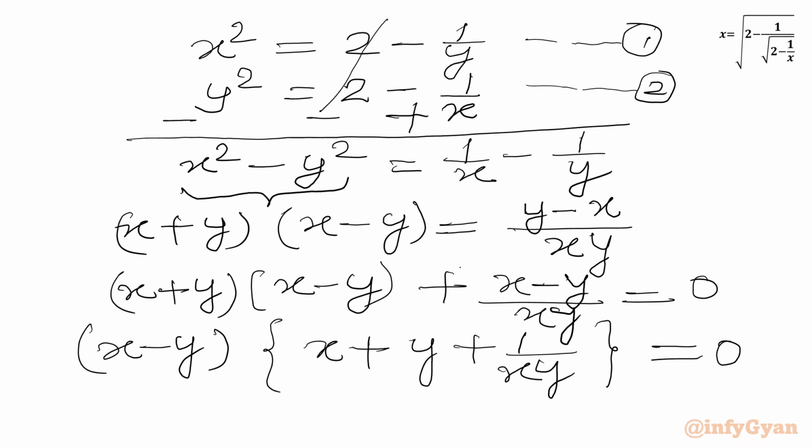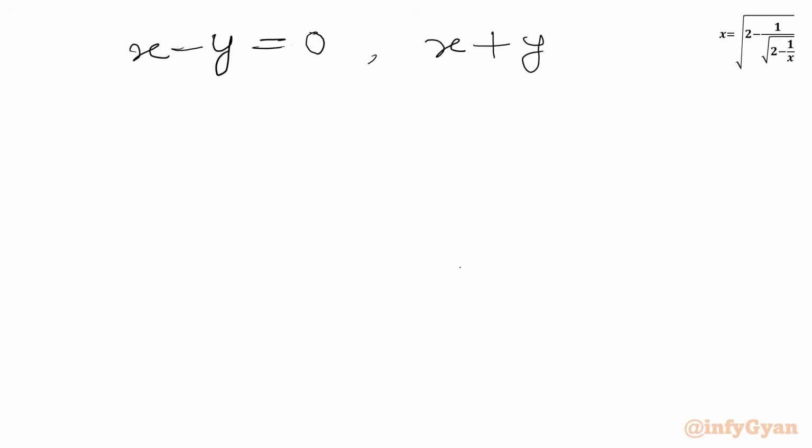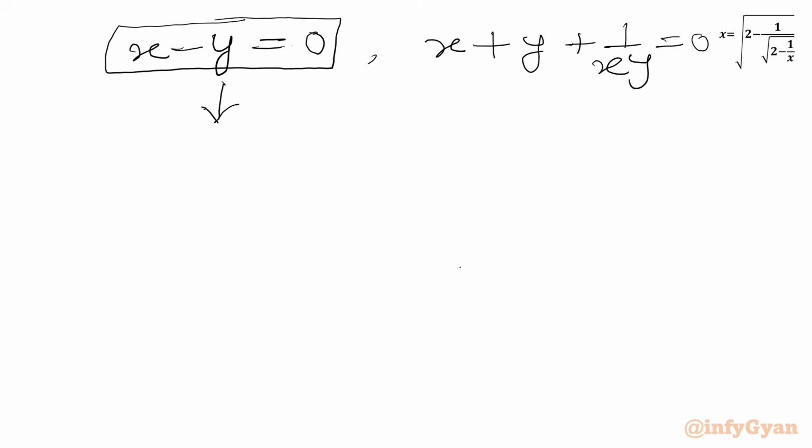Using the product 0 rule, we can write either x minus y equal to 0 or we can write x plus y plus 1 over xy should be equal to 0. So from this equation x minus y equal to 0, we will get x equal to y.